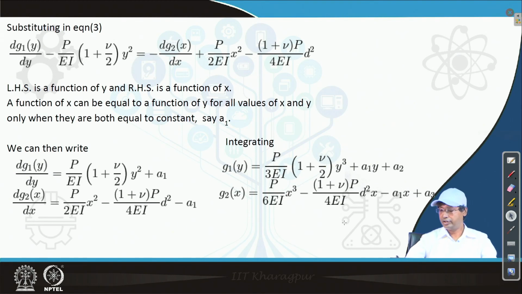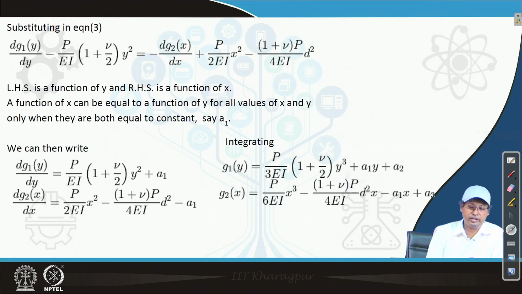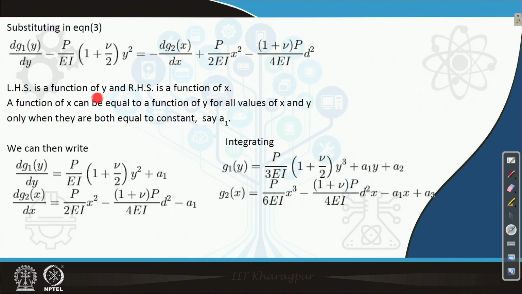So, substituting in equation 3, what do we have, and a little bit of rearrangement, definitely. We have a partial derivative with respect to y, and we also have the other term with respect to x. This rearrangement is done keeping in mind that all the y terms are kept on the left hand side and all the x terms are kept on the right hand side. So, the left hand side is a function of y and the right hand side is a function of x.